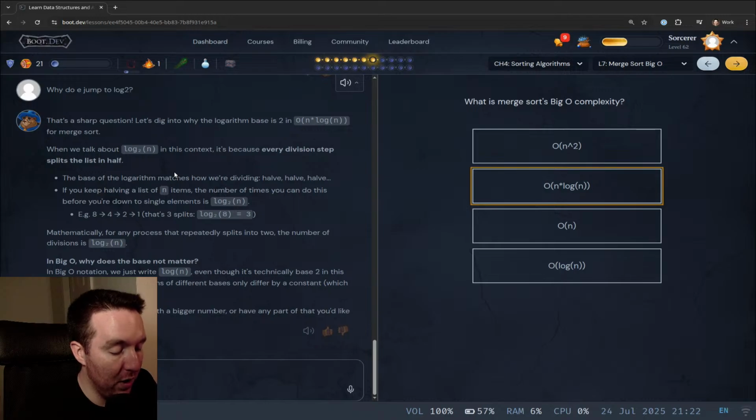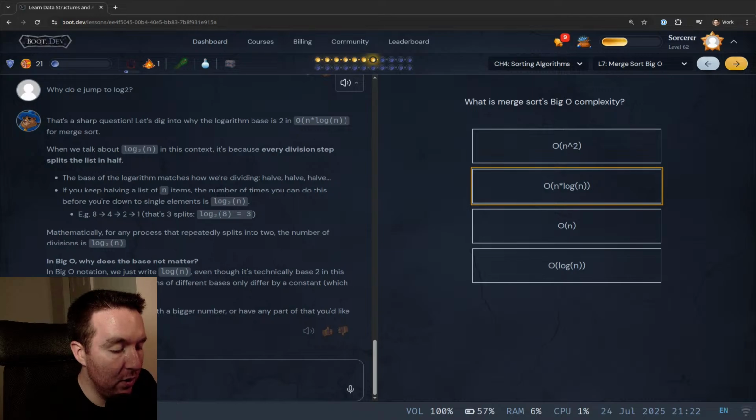Okay, so 2 splits, 2 levels of splits. Oh, because it's the halving, right? The base of the logarithm matches how we're dividing. So for 8, how many times do we need to split 8 in half before we get to single elements? 1, 2, 3 times. We need 3 splits.